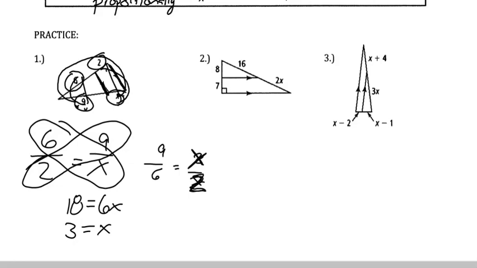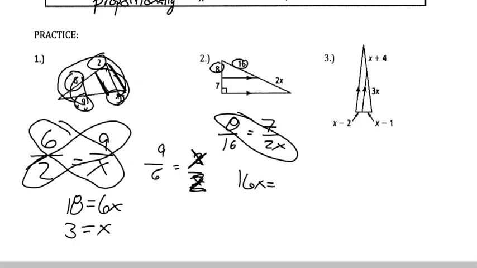So let's go ahead and do this one right here. I am going to do it top over top equals bottom over bottom. And when we do that, you end up with 16x equals 7 times 16. 7 times 16 is 112. And then you would divide by 16 and divide by 16, and you end up with 7.